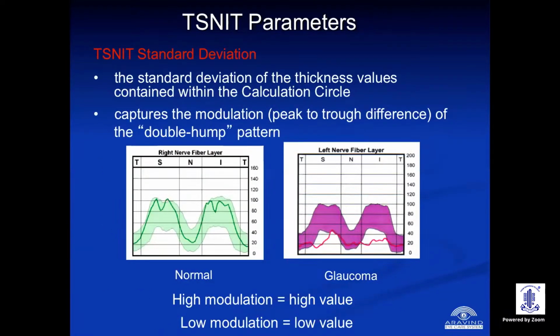So again, there is something called a TSNIT standard deviation in the printout. This actually captures the modulation, that is the peak to trough difference of the double hump pattern. So if it is normal, this is a high value. The difference between the peak to trough in a normal is a high value. And once the peak to trough values start going down, this is again highly suggestive of glaucoma. So this is one of the parameters included in the TSNIT parameter.